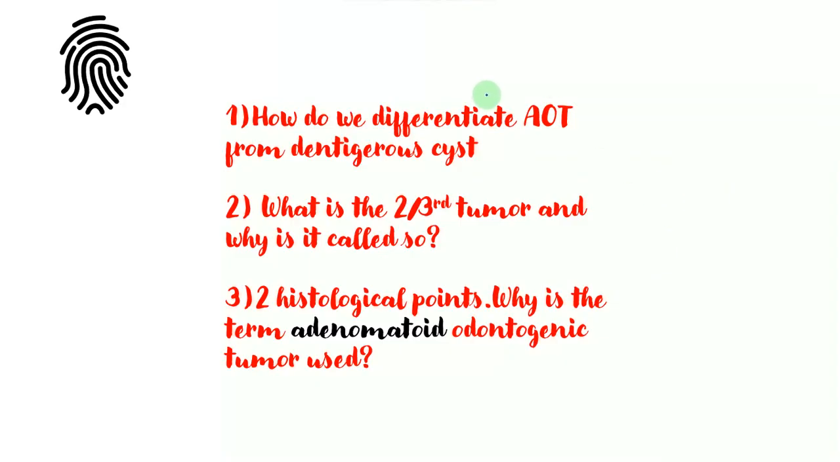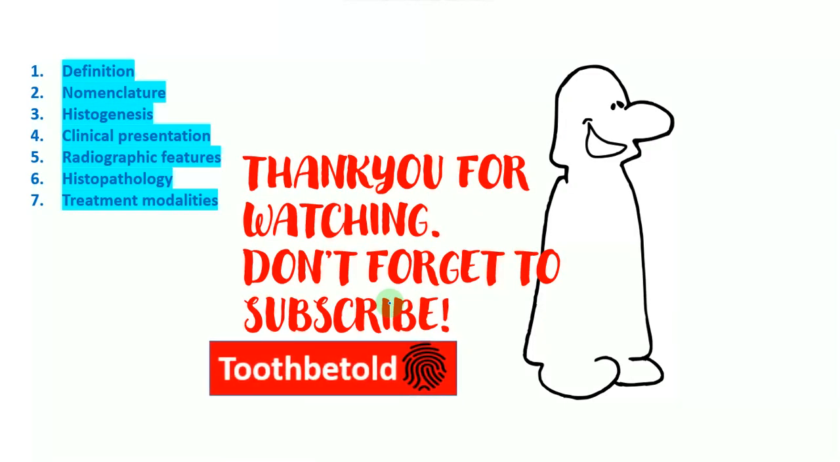Before concluding, I have 3 questions for you. One, how do you differentiate adenomatoid odontogenic tumor from the dentigerous cyst? Two, why is it called the two-third tumor? And three, give me 2 histological pattern points regarding adenomatoid odontogenic tumor and also the reason why it is called the adenomatoid odontogenic tumor.